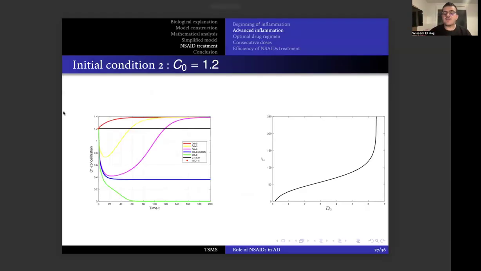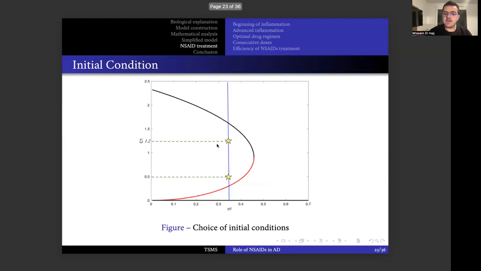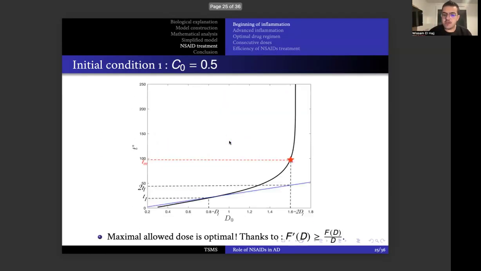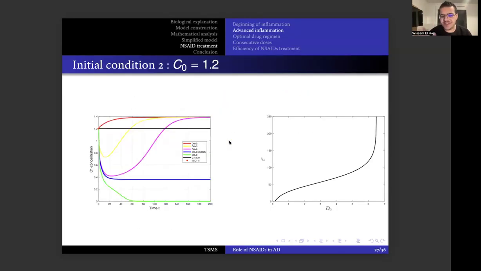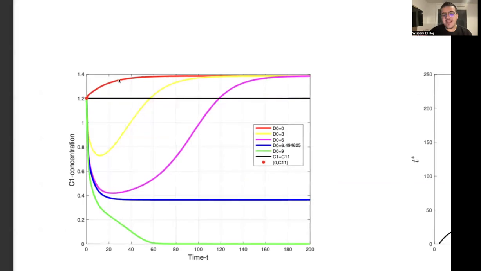And now we're gonna start with the other case. If initial condition 2, I will go back to the slide. I'm here at an advanced level of the inflammatory response. Do we have the same thing? Is the maximal dose the better? The answer is no. Numerically, we retrieve the same case as here.